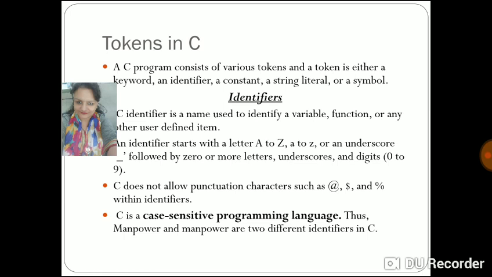C is a case sensitive programming language. Very important that C is case sensitive. That means Manpower and manpower, that is, capital M Manpower and small m manpower, are treated differently because C is a case sensitive programming language.